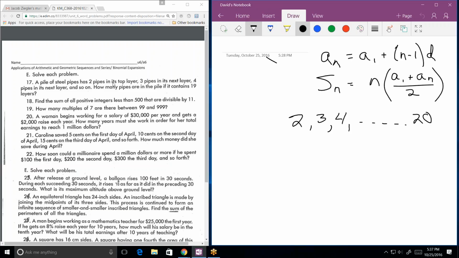Okay, in this problem 17, it basically produces an arithmetic sequence. We have 2, 3, 4, 5, 6. What's the number of pipes in the 19th layer?